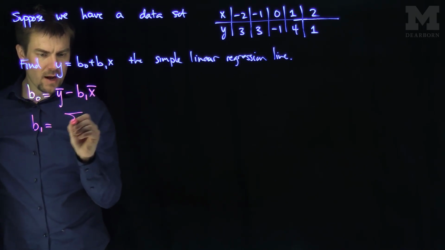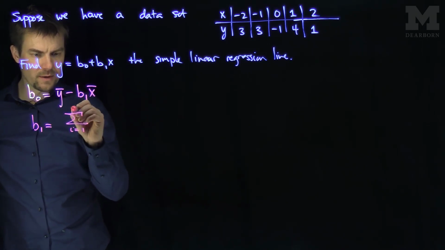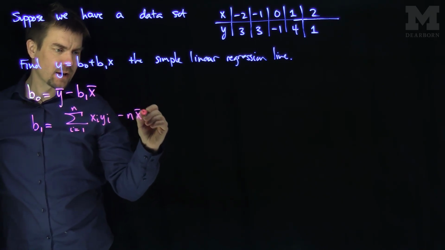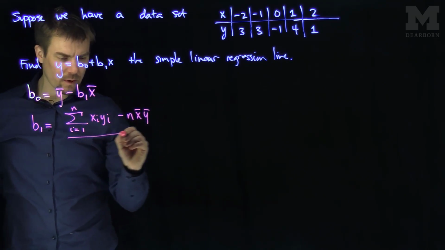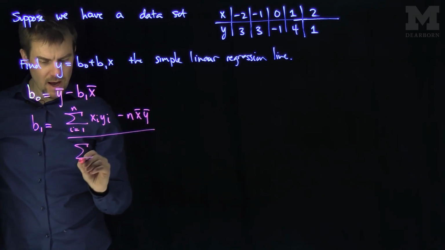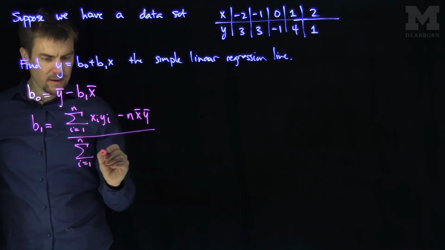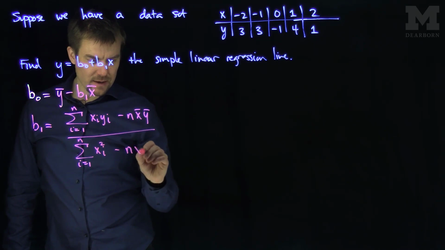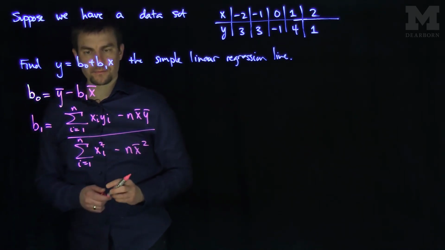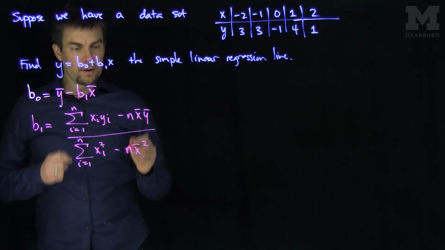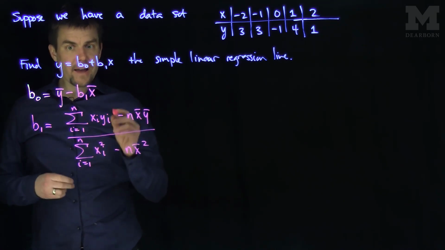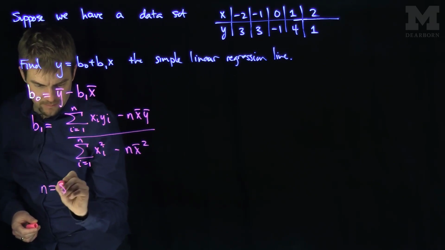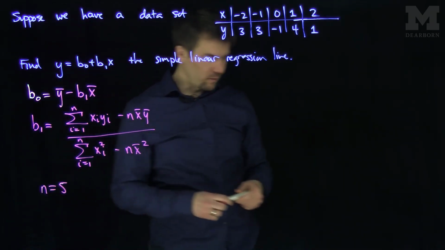It will be the sum, i goes from 1 to n of xi yi, minus n x bar y bar, over the sum, i goes from 1 to n of xi squared minus n x bar squared. Now, what are these? These are the averages. And of course, our n in this problem is equal to 5. We have 5 observations here. So let's find these terms.